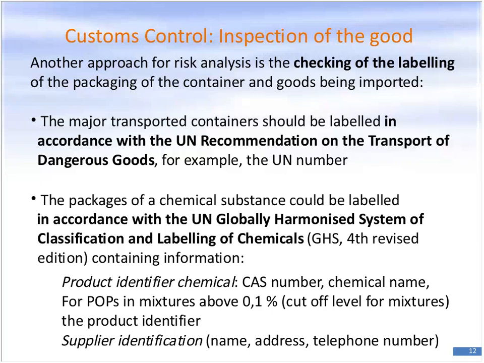And then when you actually inspect the good, you can make use of the labeling of the packaging of the container or the goods. The major transported containers should be labeled in accordance with the UN recommendation on the transport of dangerous goods and could contain a UN transport number. Then within the big containers, there could be smaller containers of the goods, like bottles or boxes. And the packages should be labeled in accordance with the UN Globally Harmonized System of Classification and Labeling.